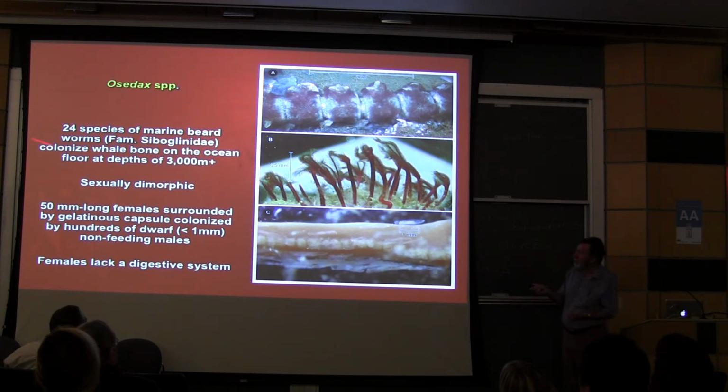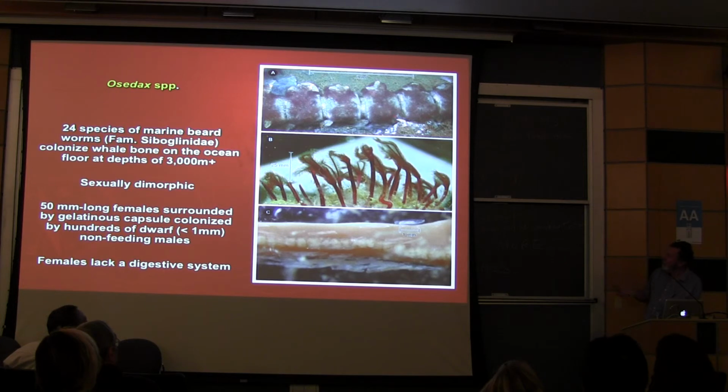It's a marine beardworm, this particular family. There were thought to be 5 or 6 species. There are now known to be 24 species. They colonize whale bone on the bottom of the ocean at depths of 3,000 meters or so. See, here are all these worms colonizing this whale bone.